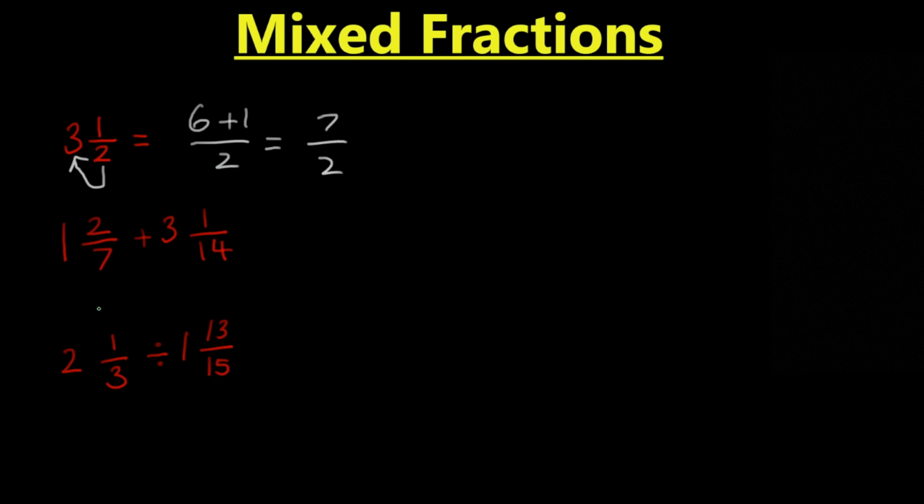For question number 2, we're doing adding fractions. So we're going to start off by adding the whole numbers. 3 plus 1 is 4. Then we're going to get a common denominator. 2 times 2 is 4. And we're going to end up with 4 and 5/14.